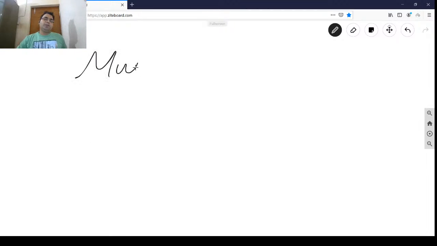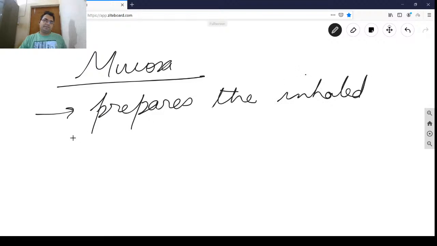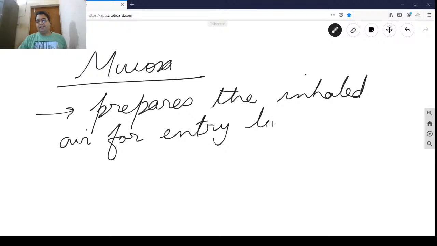So this mucosa prepares the inhaled air for entry into the lower respiratory tract.